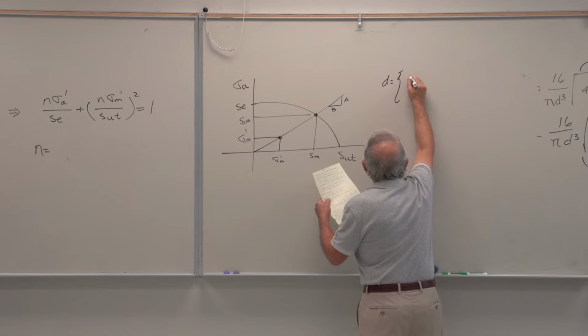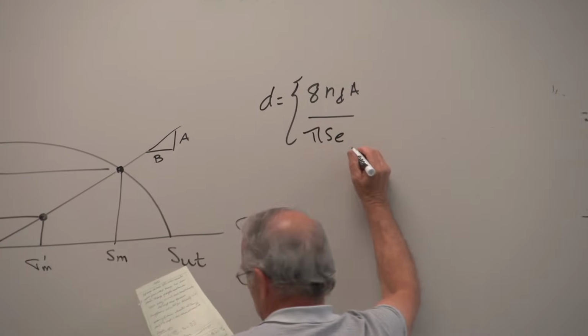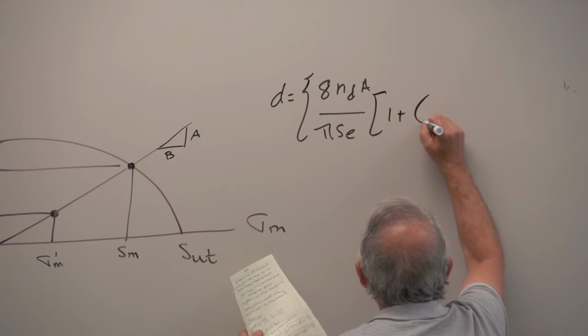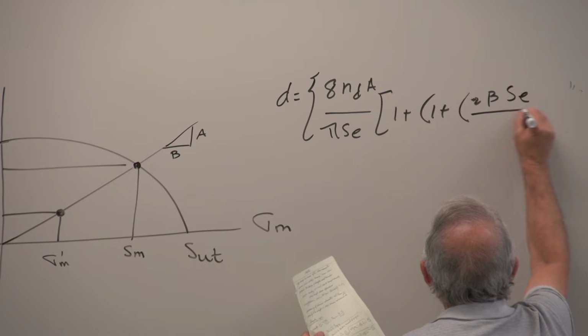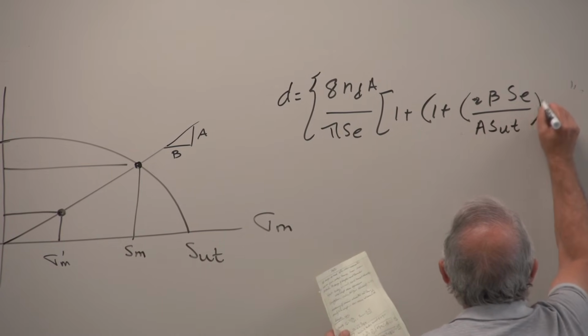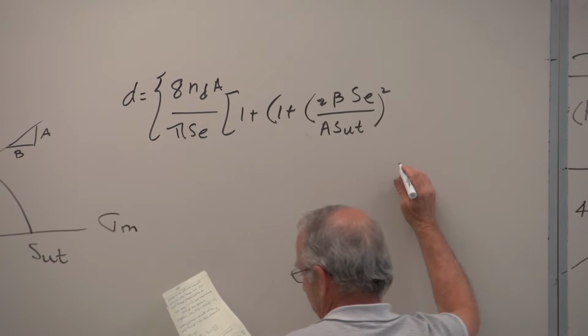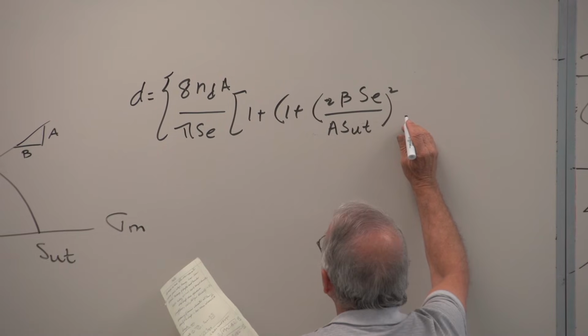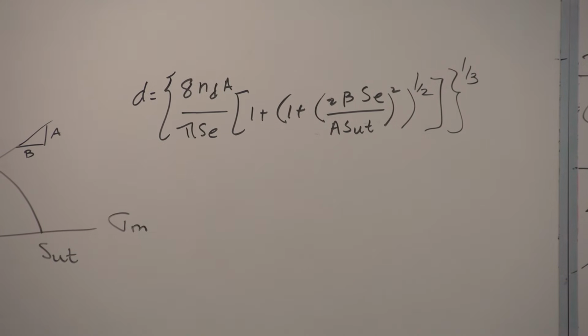D will be equal to 8 N_D A. Again, your book may not have that subscript D. I just want to do that to separate it from the factor of safety. 1 plus 2B SE divided by A SUT squared to the 1/2 to the 1/3. And A and B as defined before.